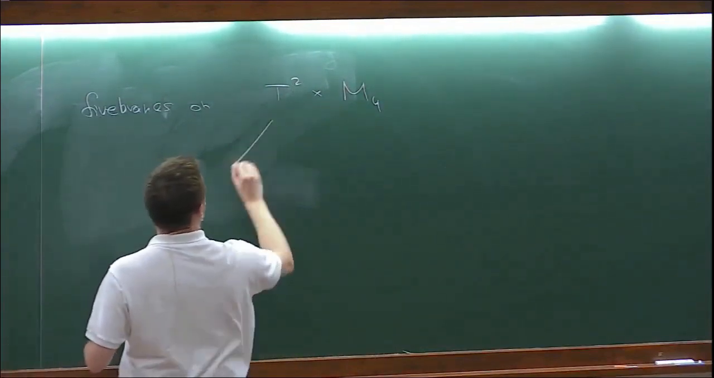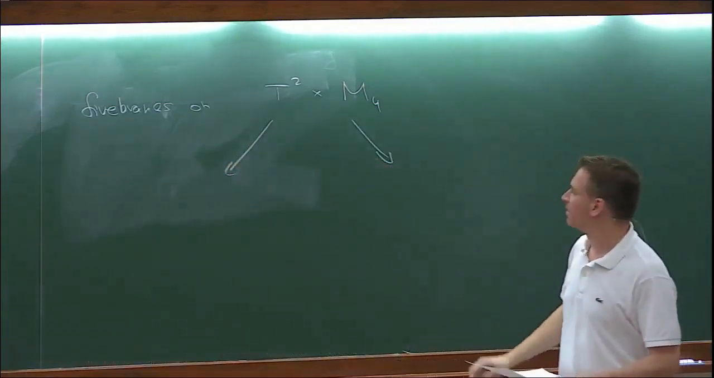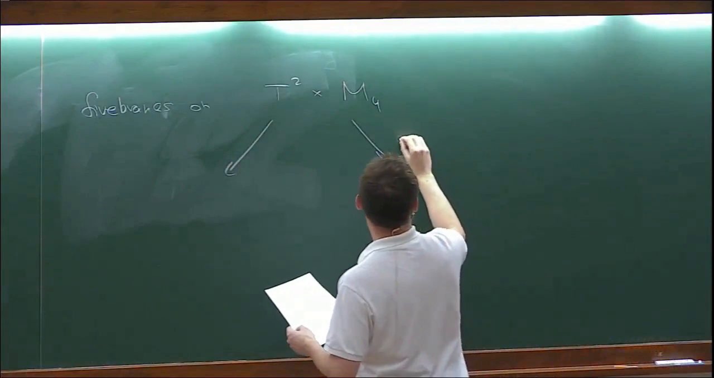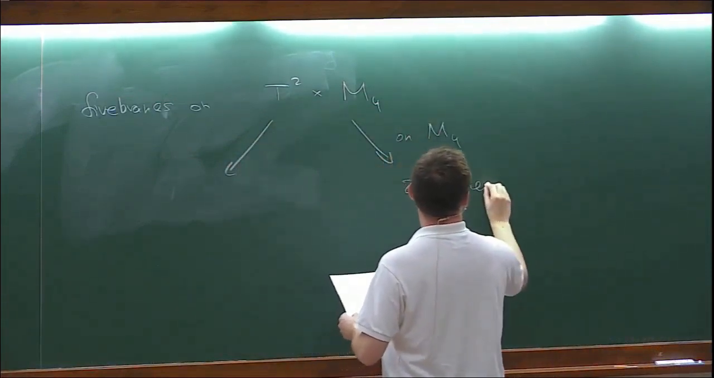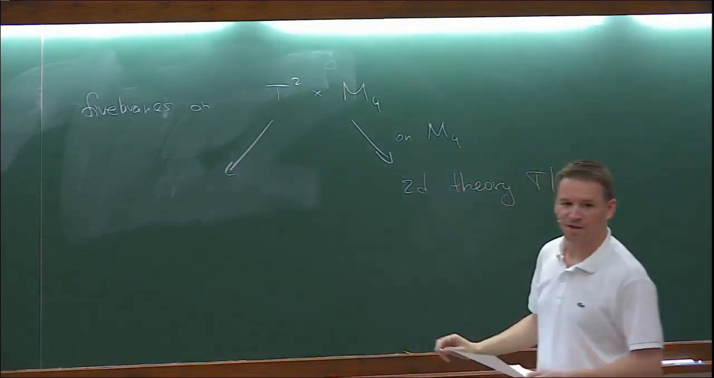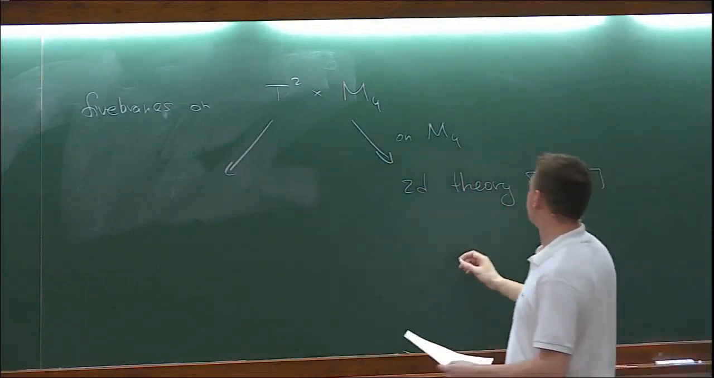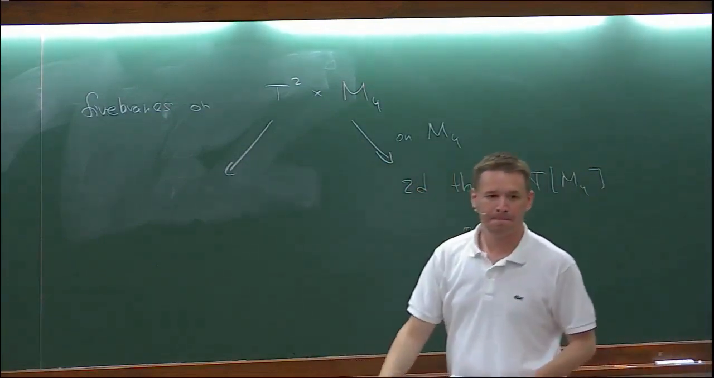and consider two different reductions. First, say, on a 4-manifold, then you get a two-dimensional theory, which is our friend T of M4, on a 2-manifold, on T2. Okay?